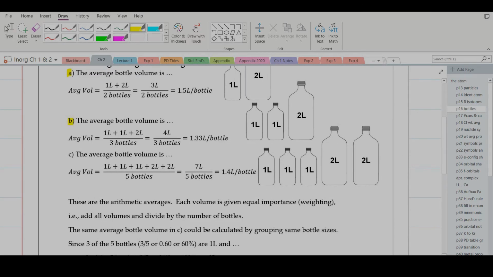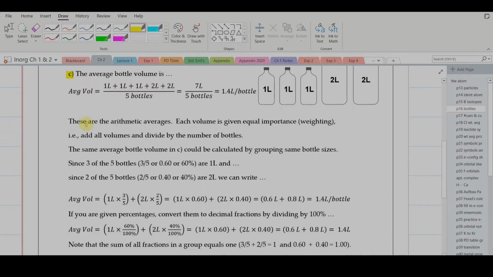In example B, we don't have an equal number of each size, so the average is not the midpoint, but we can still work it out as the total volume: 2 plus 2 is 4. 4 liters divided by 3 bottles is 1.33 liters per bottle. In example C, we have 3 1-liter bottles, that's 3 liters, and 2 2-liter bottles, that's 4 more, 7 liters divided by 5 bottles is 1.44 liters per bottle.